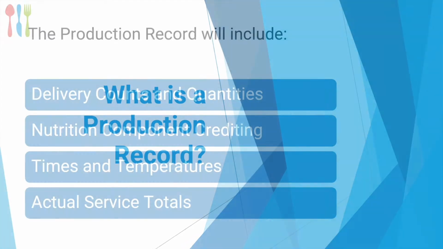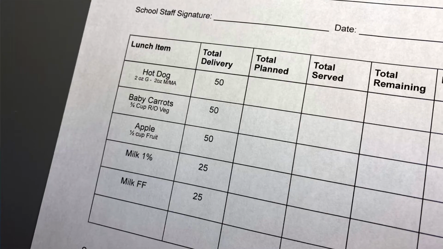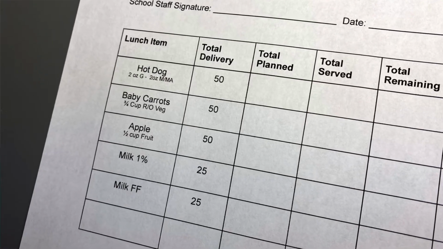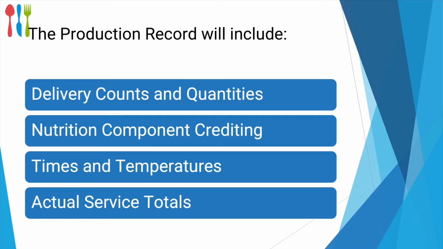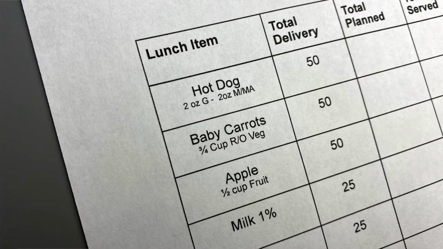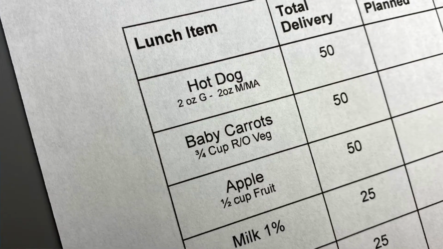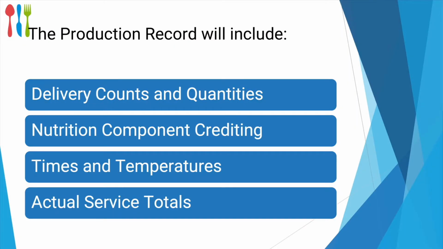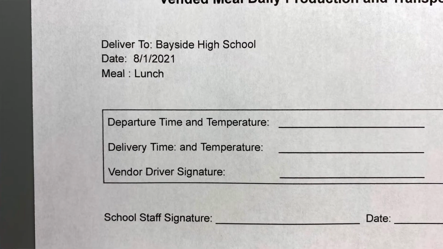A production record is a daily paper count of the meals received and served, along with a listing of the NSLP meal components. Your production record will include total counts and quantities of the meals received in a delivery. Think of this like the packing slip in your Amazon box that itemizes what you received. A breakout of each menu component and the amount that component credits towards the NSLP meal pattern. If you ever wondered what fruit or vegetable should be paired with today's entree, this is where you find the answer. It will include the times and temperatures of when your food left the production facility.